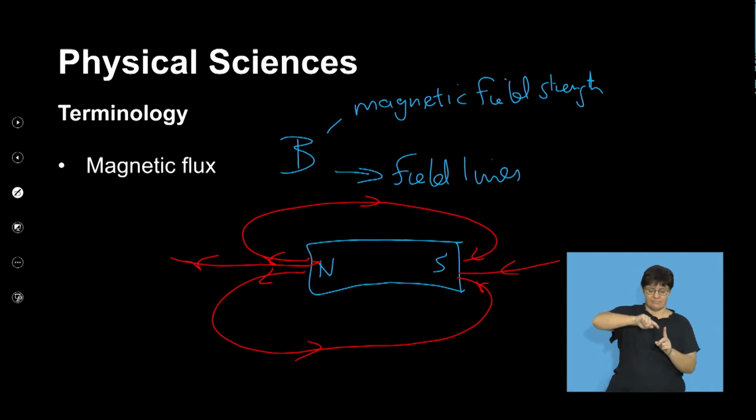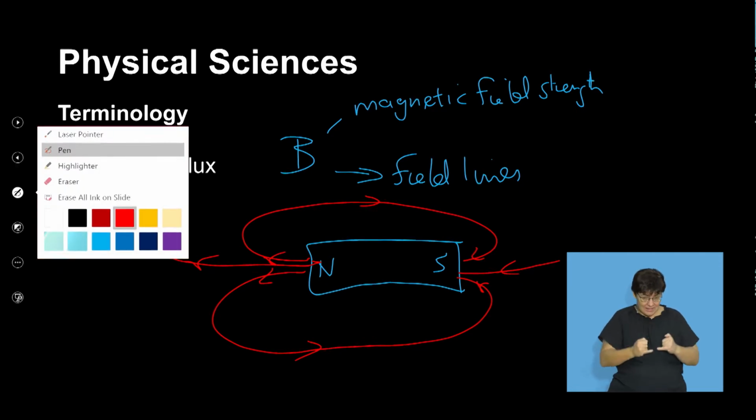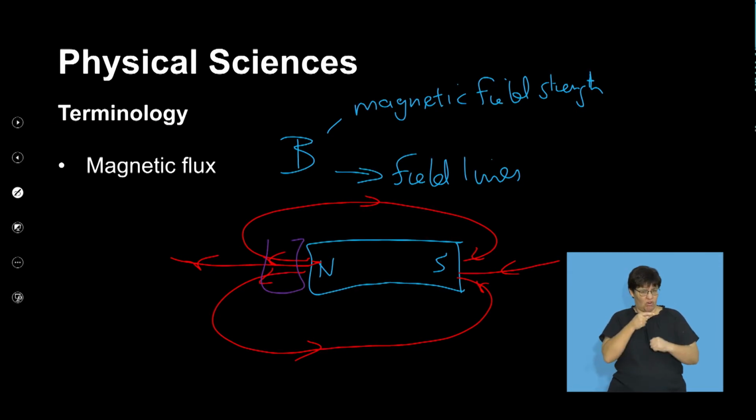Now, those field lines are related to the magnetic field strength. We recognize where the field lines are close together. So in this area here, we've got the field lines nice and close together, and we'd say that's where the field lines are strong. Over here, there's just one field line, it's weak.